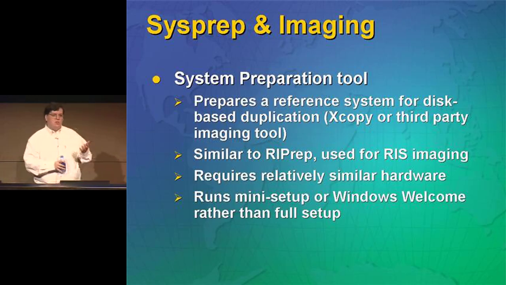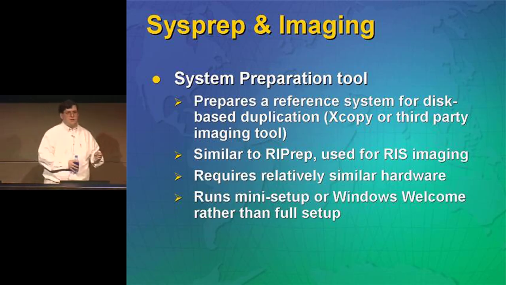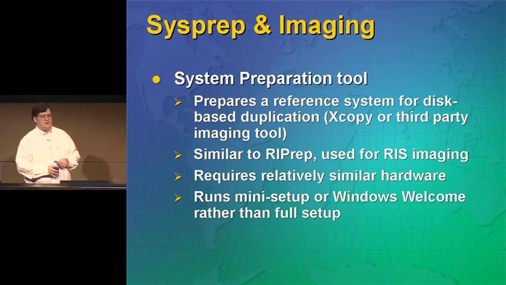And what you could use is something as simple as Xcopy, especially now that Xcopy has a /O, so you can copy from an NTFS to an NTFS and keep the ACLs that you had on the image. But more often, you're going to find it used with a third-party imaging tool. And the code is actually very similar to RIPrep. So if you're used to RIPrep, SysPrep should come very easily, and vice versa.